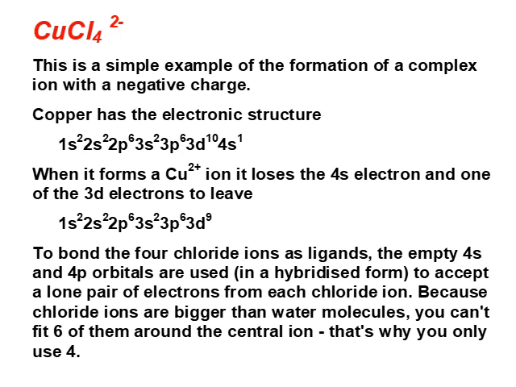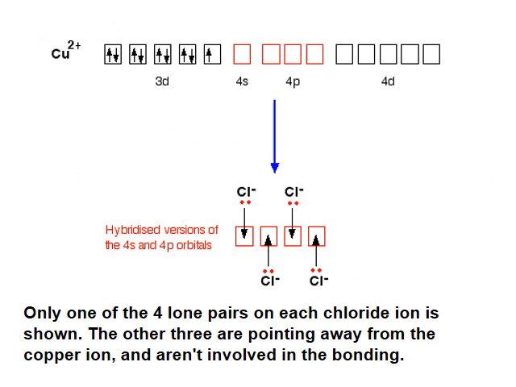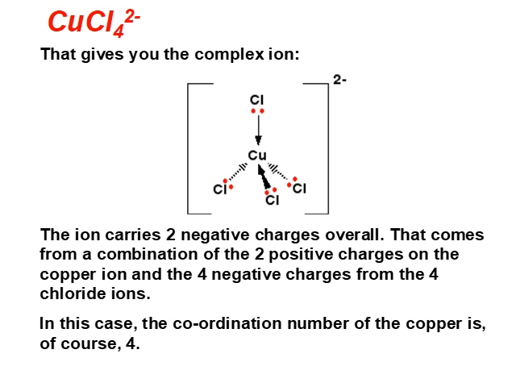CuCl4 2- is another example of the formation of a complex ion with a negative charge. Here you can see the orbital diagram. This is how they form complex ions.